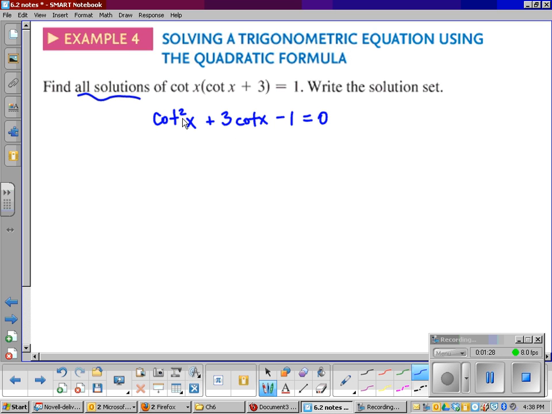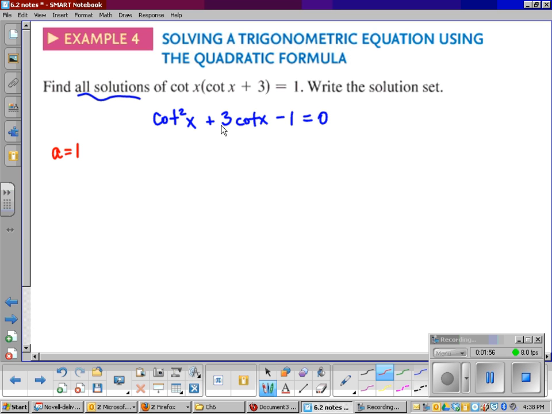Now that this is quadratic, I would try to factor it. But you notice the only way to get cotangent squared is cotangent times cotangent. And the only way to get 1 is 1 times 1. And there are no factors of 1 and cotangent that are going to subtract to give a 3x in the middle. I mean, you can't do it. So if factoring doesn't work and it's quadratic, then quadratic formula is your next best option. You could complete the square, but most people like to use quadratic formula.